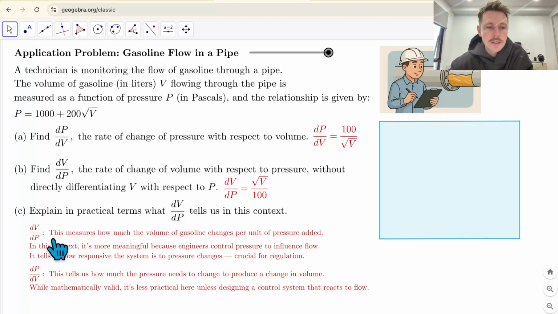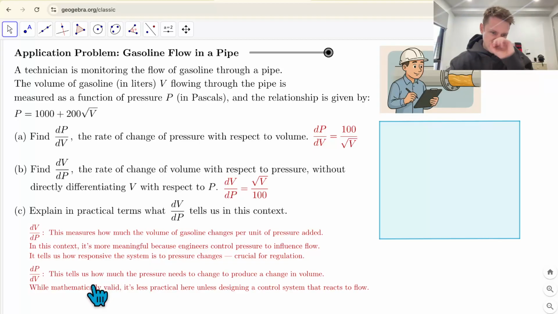In this context, that's actually more interesting than the other derivative, because engineers control the pressure, and that influences the flow, which determines how much volume travels through the pipe for a given amount of time. So it tells us how responsive the system is to pressure changes, and that's important if you need to regulate the flow. Because the engineers are changing the pressure, dV/dP is actually more interesting. Sorry, I should say dV/dP. I hopefully said that right.